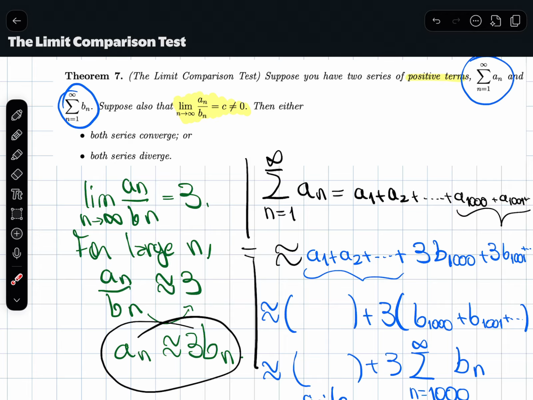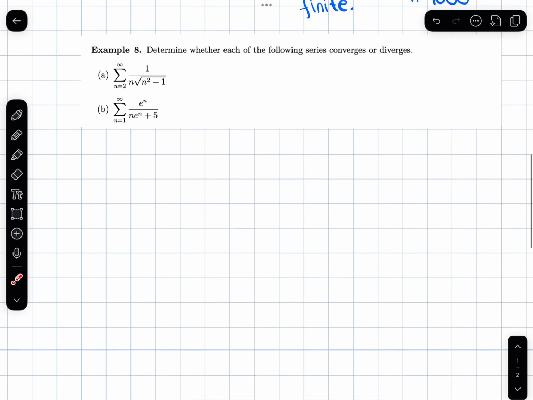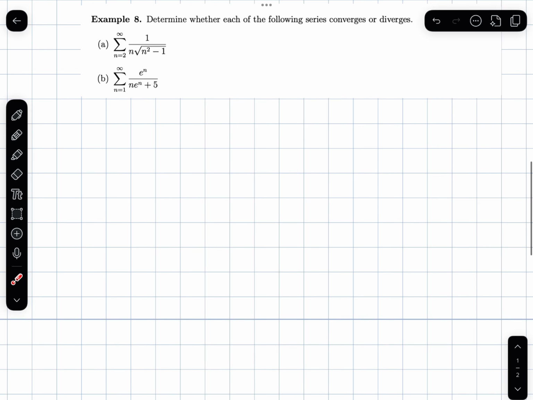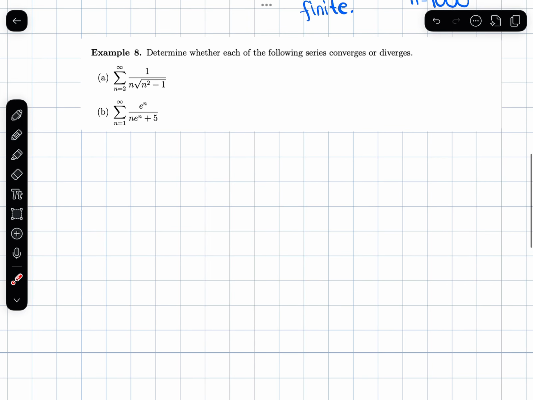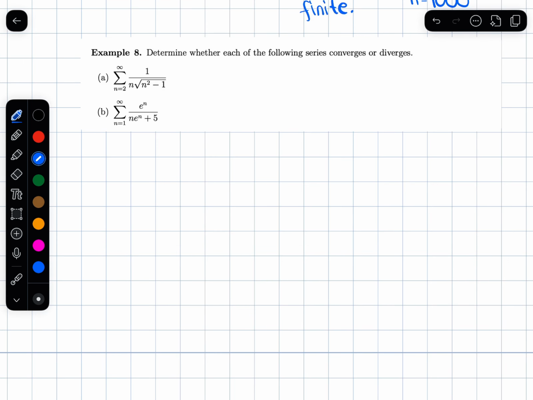The series are tied together. Both diverge or both converge. Okay, let's use this in a few examples. I have an example that we did earlier, and an example we did with the direct comparison test. This one required us to do sort of an out there, weird comparison, but this time it makes more sense.